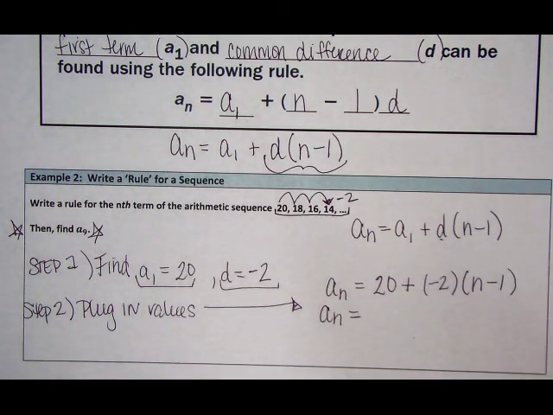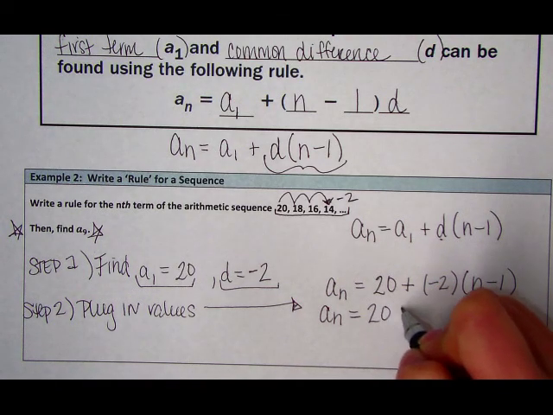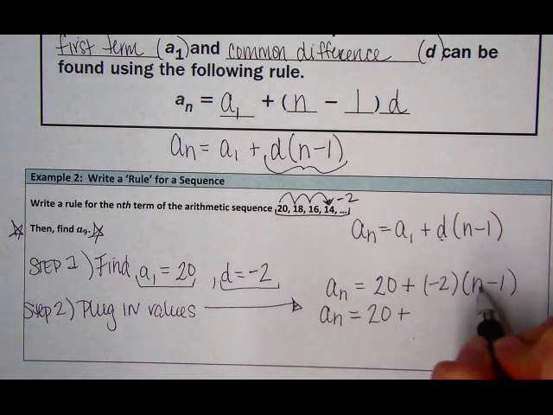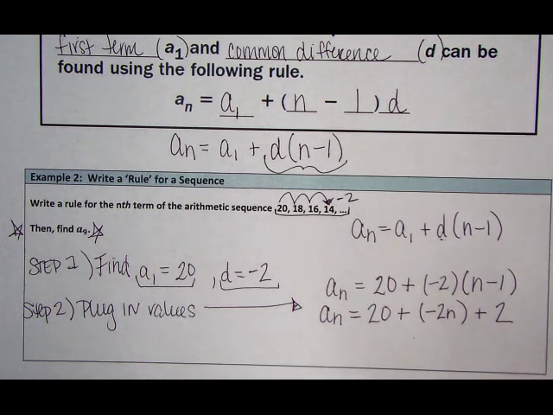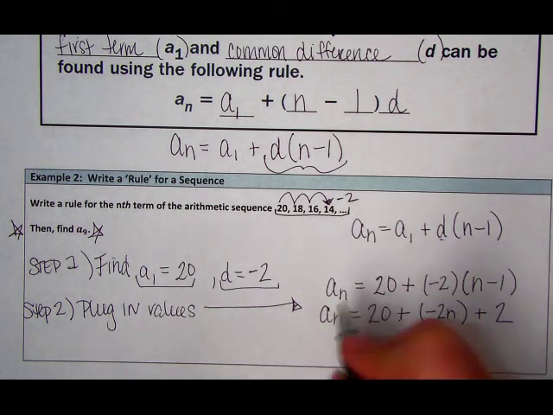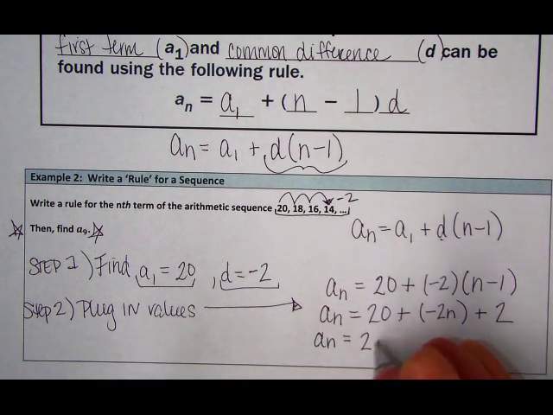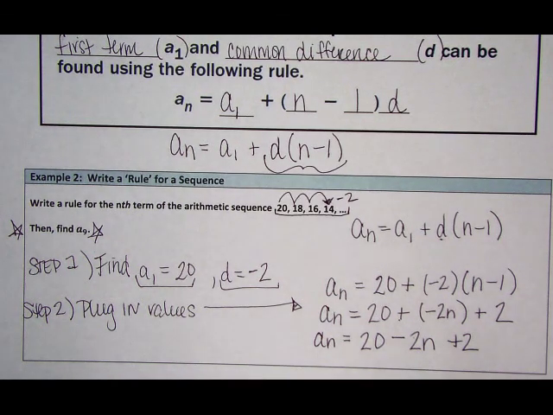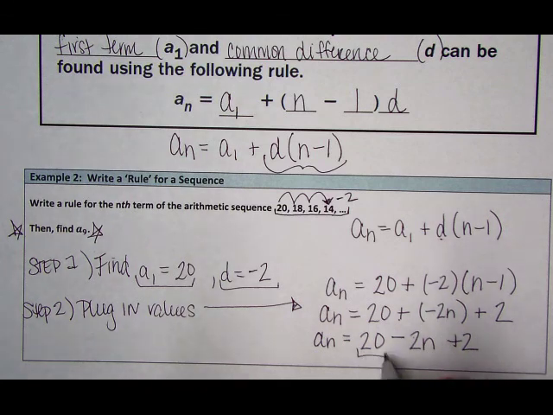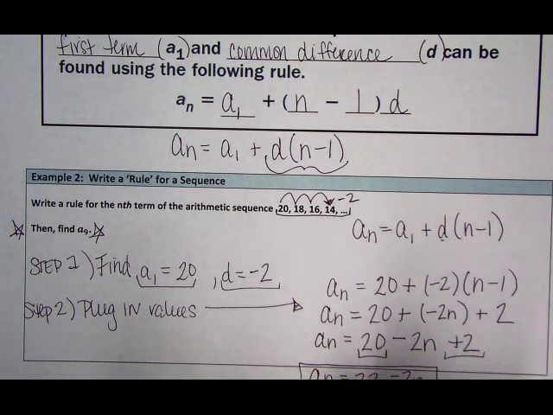So if I continue to simplify, I get 20 plus negative 2 times n, which gives me a negative 2n. Negative 2 times negative 1 gives me a positive 2. Positive and negative simplify to negative 2n plus 2. And then I can take my two constants and add them together. So I get a sub n is equal to 22 minus 2n. And that's my rule.